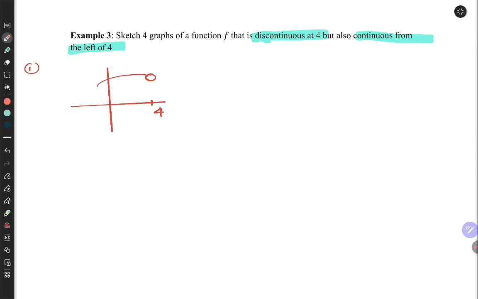There you go. Look at 4. Clearly it's discontinuous, there's no closure on this. From the left of 4, it's continuous. It doesn't say anything about the right of 4. I can draw something on the right, and whatever I draw is okay. That's still correct, right? Okay, try. How about you try the other 3? Okay, try it.